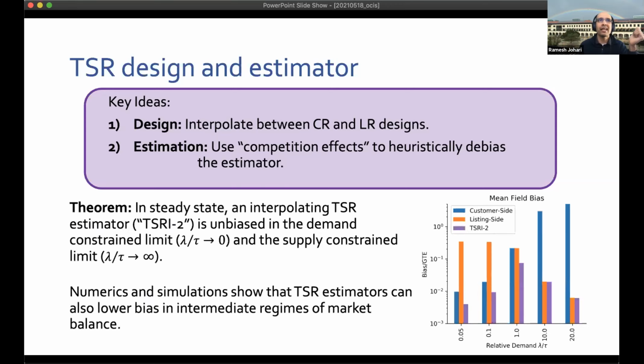So I think I'll first just point out that, technically speaking, it's not very hard to see that if you choose the TSR design and estimator so that you're interpolating between CR and LR based on the market balance, you can recover the best of both worlds, where the bias is small in both extremes for purple here, which is a TSR estimator, okay? And in fact, you could see that it can even offer lower bias in intermediate regimes of market balance than either CR or LR, okay?